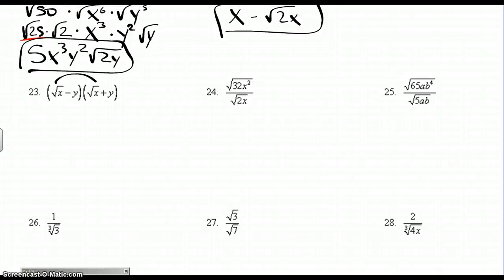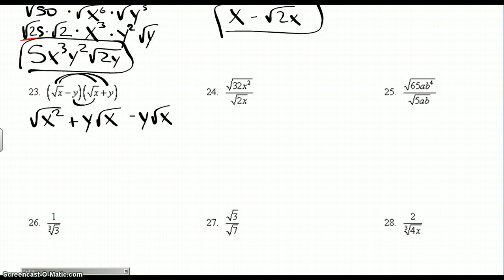So I'm going to distribute the square root of x times the square root of x, which gives me the square root of x squared. The square root of x times y gives me y on the outside and still just the square root of x underneath. And the same thing over here, y times the square root of x. And this is going to give me a negative y squared.